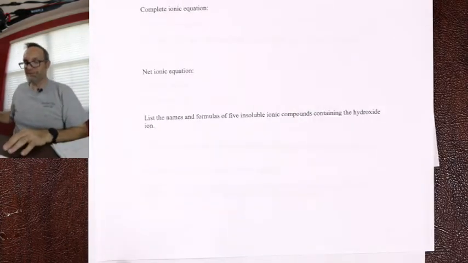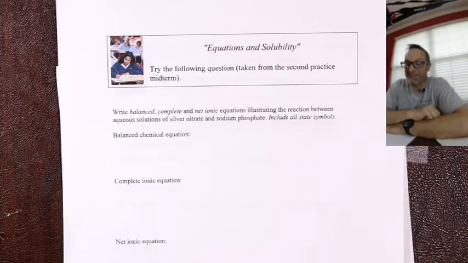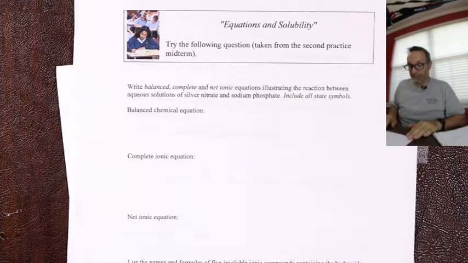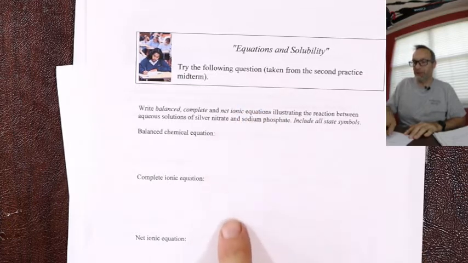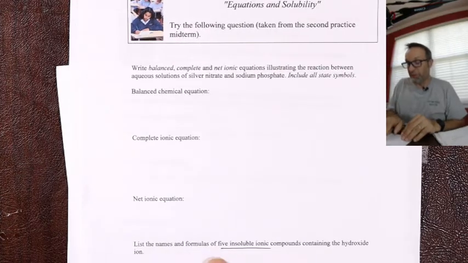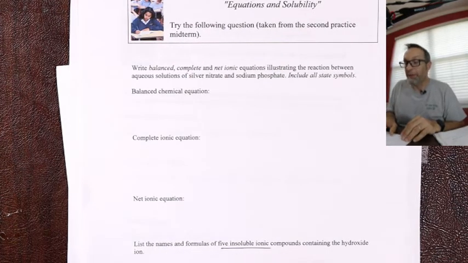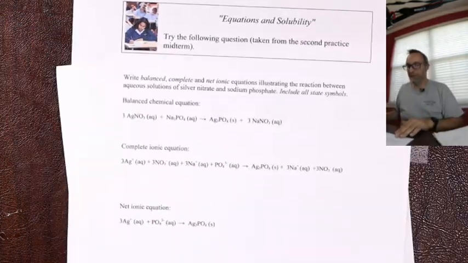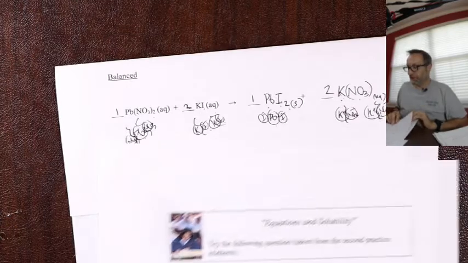Talking of which, went right to the wire on the timer there, so just so you got everything in case it just cut off. Here's an old exam question. Then it says, list the names and formulas of 5 insoluble ionic compounds containing hydroxide ion. If you look at your solubility chart, hydroxides are generally solids, right? And it wants 5 insoluble, so just list any 5 that aren't exceptions, right? And it talks about that here. Okay. All right, so hopefully that's good.